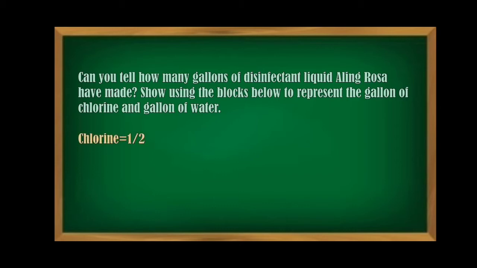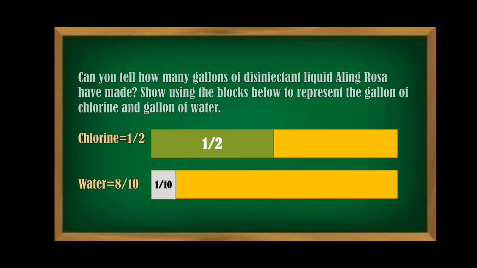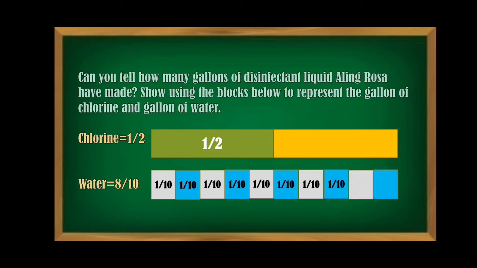Can you tell how many gallons of disinfectant liquid Aling Rosa has made? Show using the blocks below to represent the gallon of chlorine and gallon of water. So based on the problem, the chlorine is 1/2 and the water is 8/10. So we will represent each block by 1, 10, and 8 blocks. So 1, 2, 3, 4, 5, 6, 7, 8 blocks. So the water is 8/10.